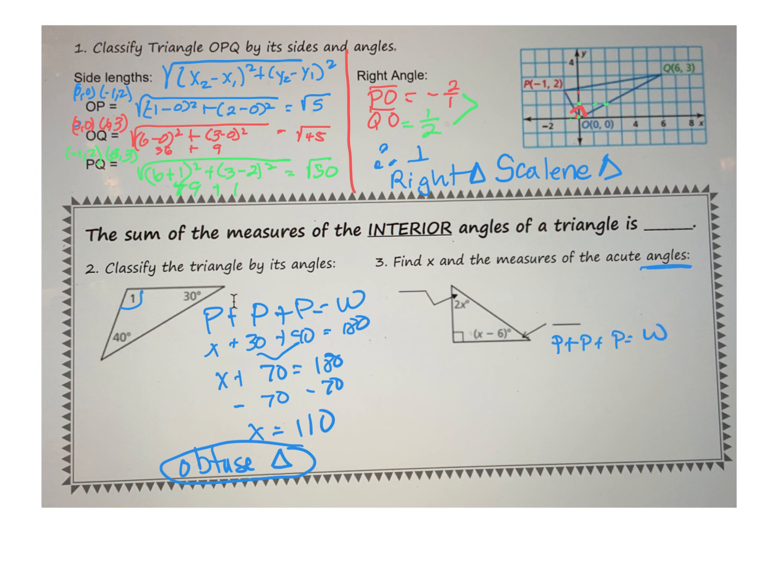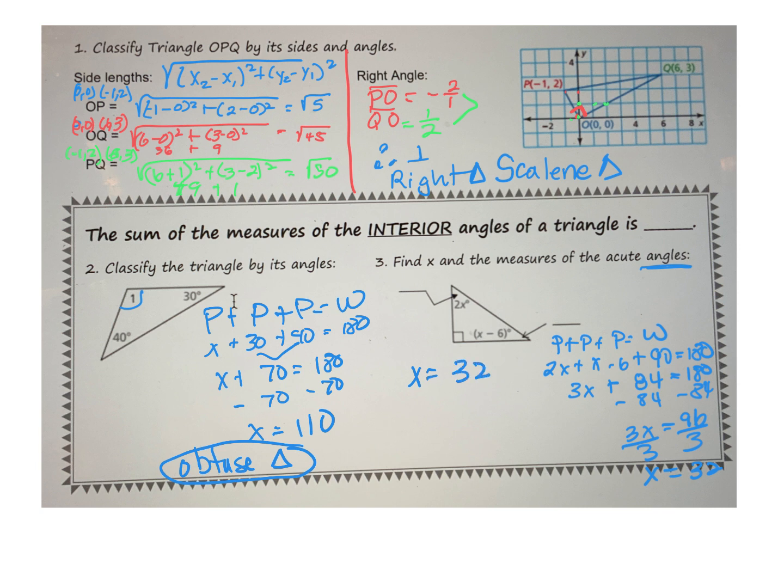All right, so we have 2x plus x minus 6 plus 90 equals 180. So I have 3x plus 84 equals 180. I'm going to subtract 84 on both sides. 3x equals 96. I'm going to divide by 3. X equals 32. So my x is 32.